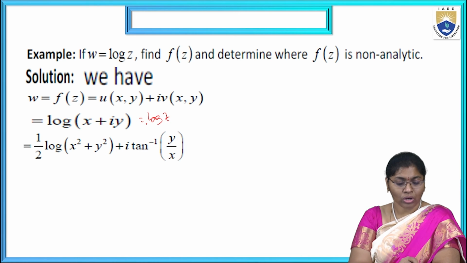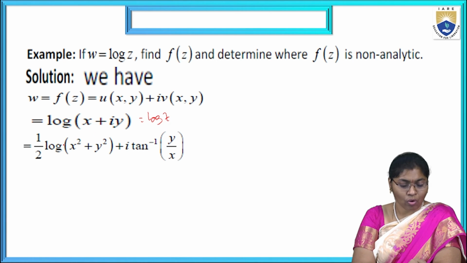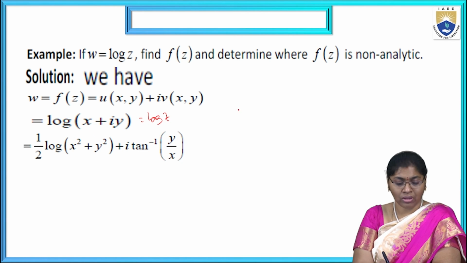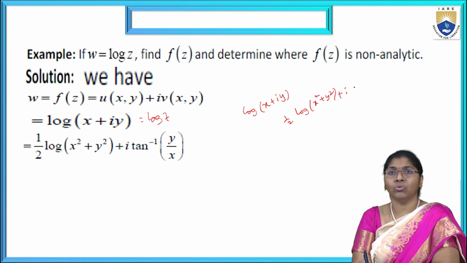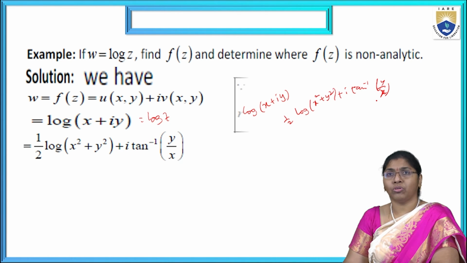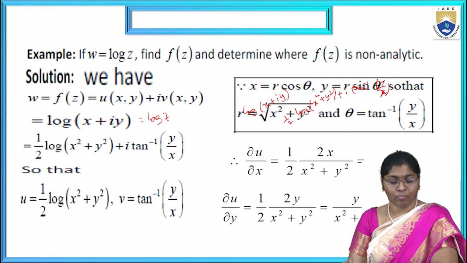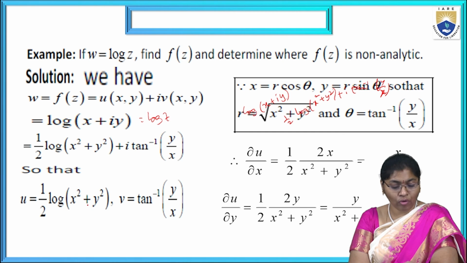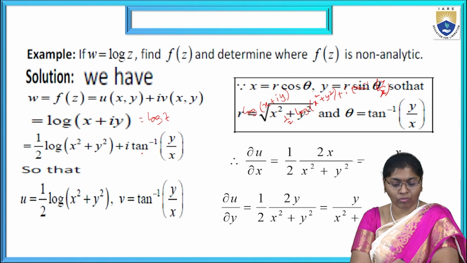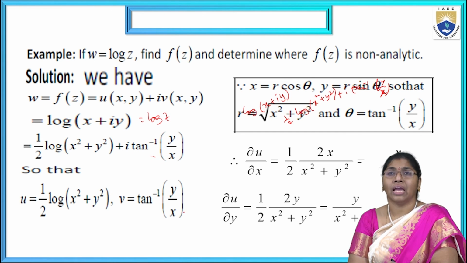Then, now the derivative of this one: log of x plus iy equals 1 by 2 into log of x squared plus y squared plus i into tan inverse of y by x. Now substituting that one, we get u equal to 1 by 2 log of x squared plus y squared, and v, in terms of the i part, is tan inverse of y by x.